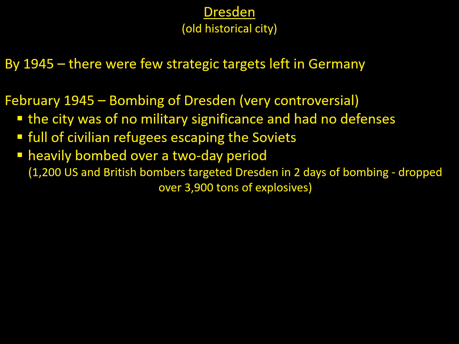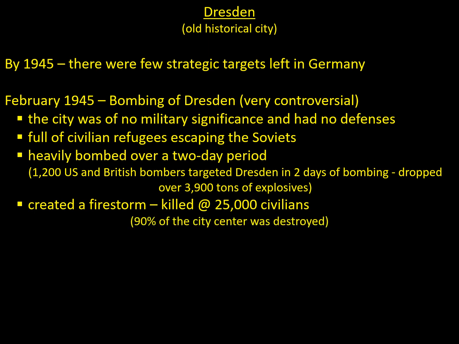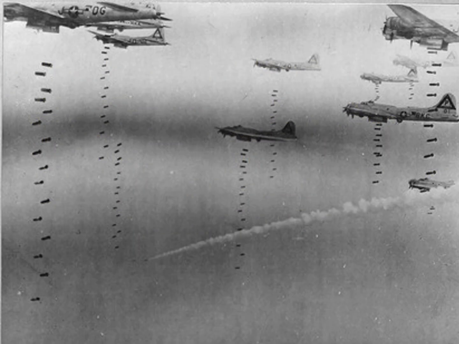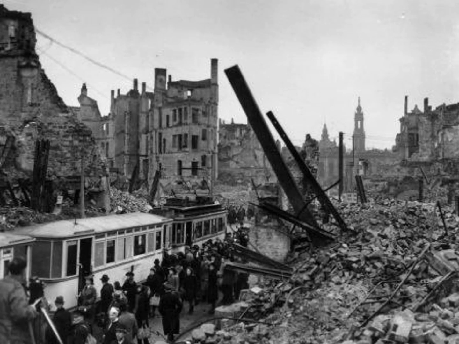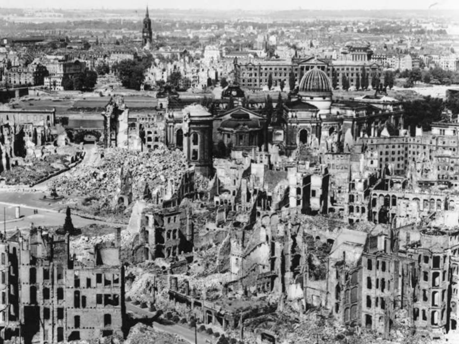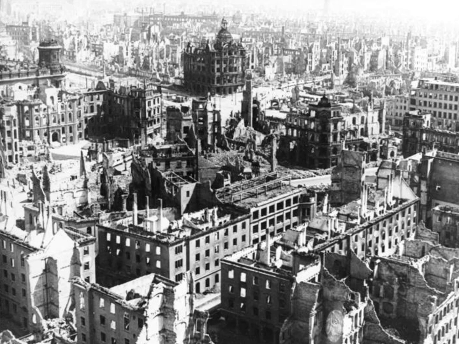1,200 US and British bombers targeted Dresden in 2 days of bombing and dropped over 3,900 tons of explosives. It created a firestorm that killed around 25,000 civilians, and 90% of the city center was destroyed. Here we see American B-17 bombers dropping their bombs over Dresden and the devastation those bombs caused. 90% of the city was destroyed.